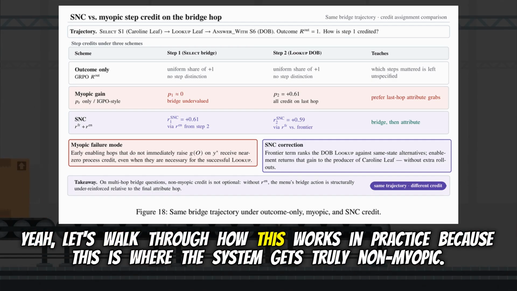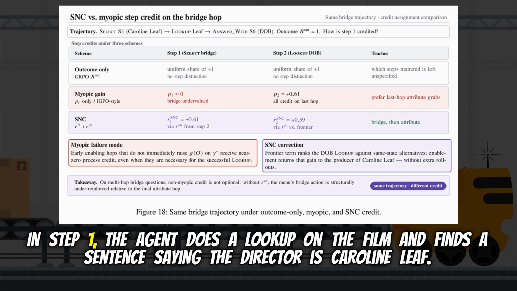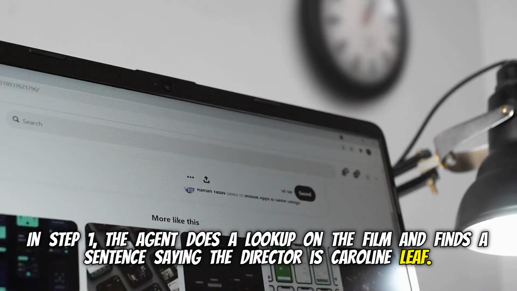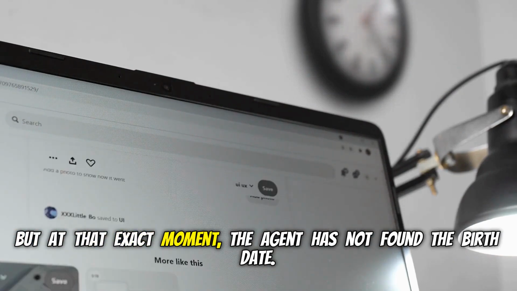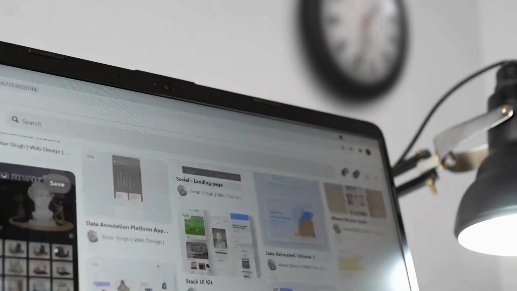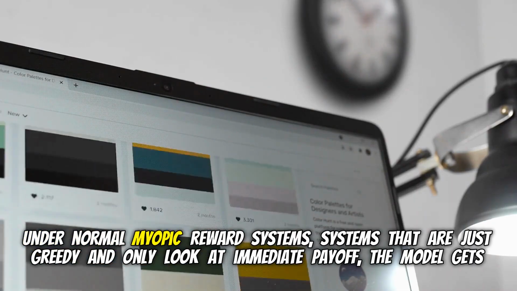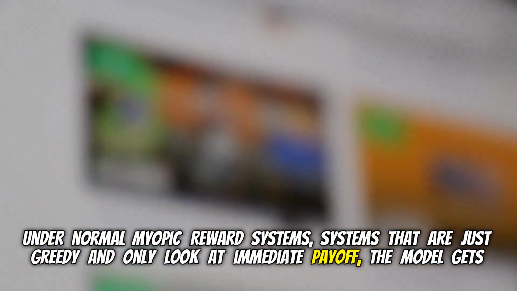Yeah, let's walk through how this works in practice, because this is where the system gets truly non-myopic. Okay, let's hear it. Say you ask the agent for the birthday of the director of an obscure indie film. In step 1, the agent does a lookup on the film and finds a sentence saying the director is Caroline Leaf. Okay, so Caroline Leaf is your bridge entity. Exactly. But at that exact moment, the agent has not found the birth date. The immediate information gain for that action is technically 0. Under normal myopic reward systems that are just greedy and only look at immediate payoff, the model gets penalized or ignored for this step.